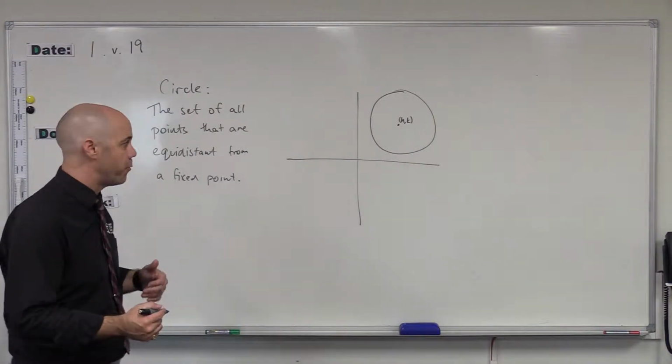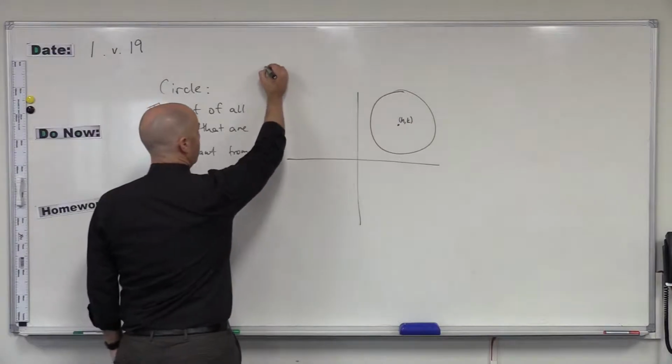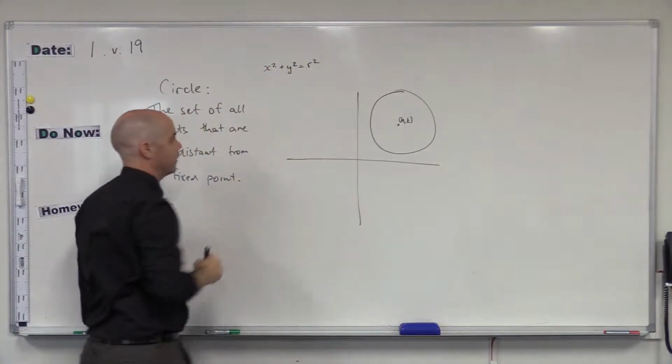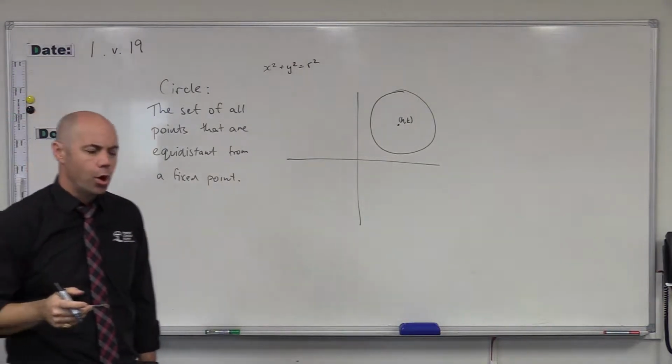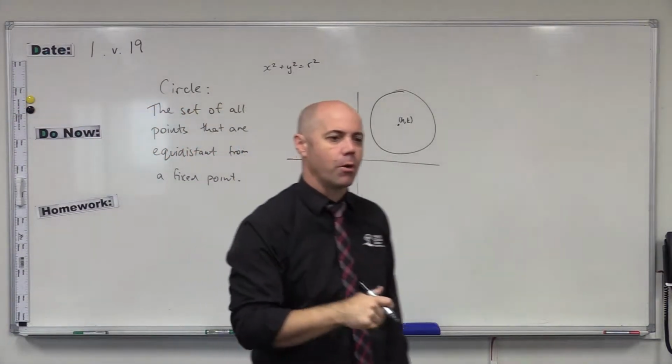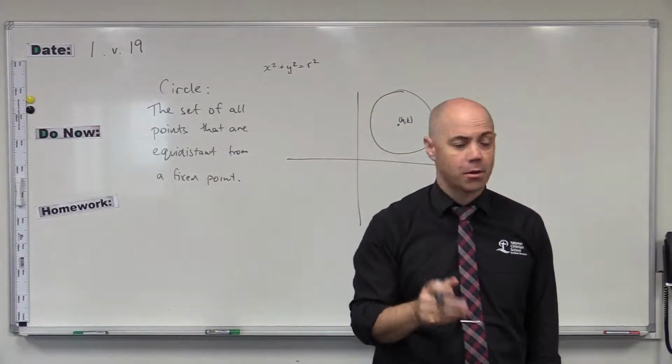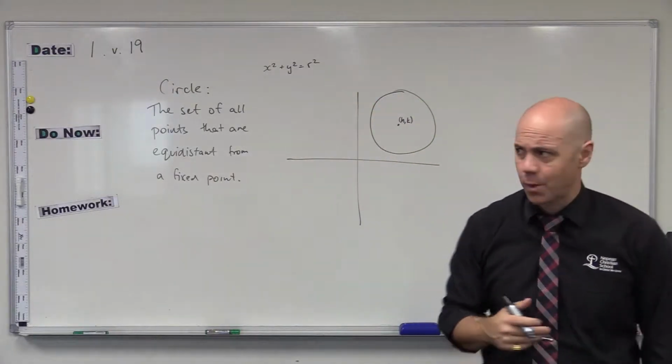Arriving at a general form of the circle formula, x squared plus y squared equals r squared. That works when the centre of the circle is at the origin. What if the centre of the circle is not at the origin? What if the centre of the circle is somewhere else?